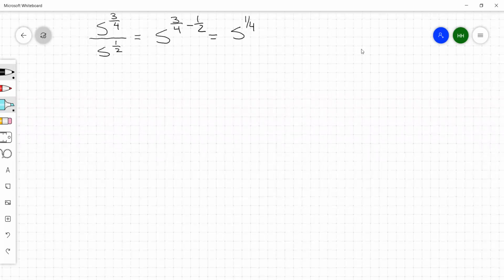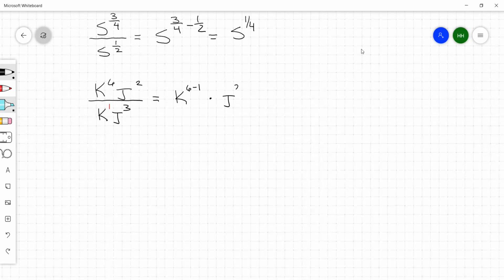All right, if we got k to the 6th j to the 2nd divided by k j to the 3rd. All right, you got k to the 6th divided by k. So we got k to the 6 minus 1 power. Don't forget about this first power right here. It's not written, but it is implied. So we got k to the 6 minus 1 times j to the 2 minus 3.